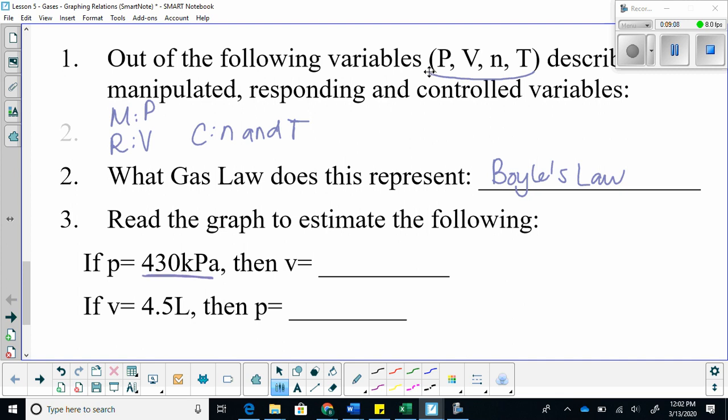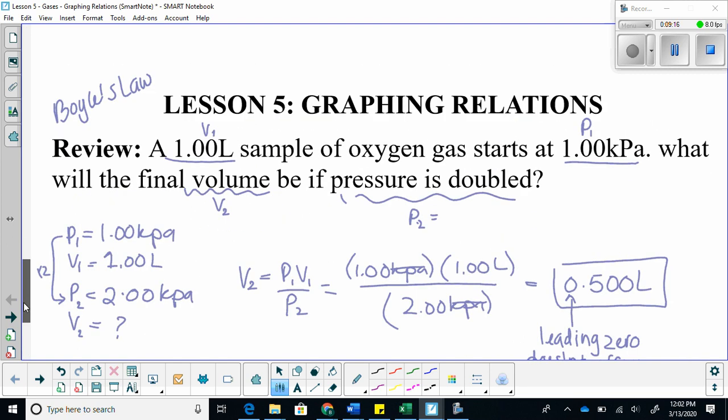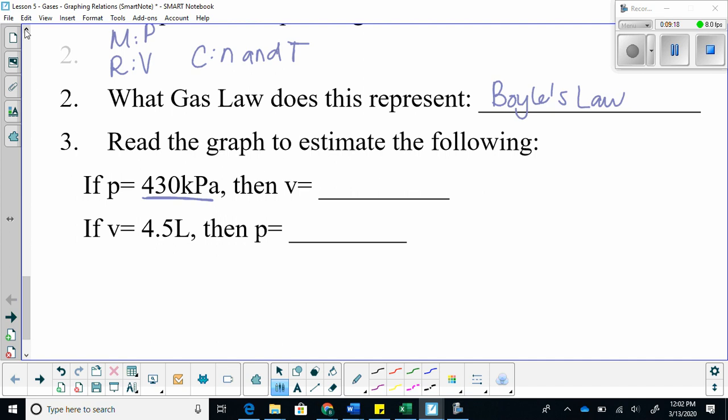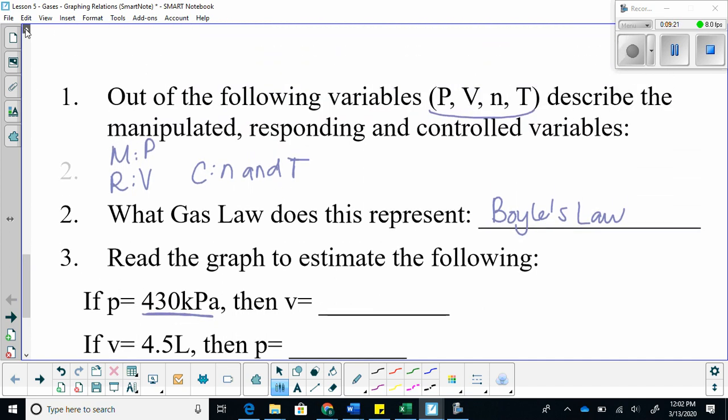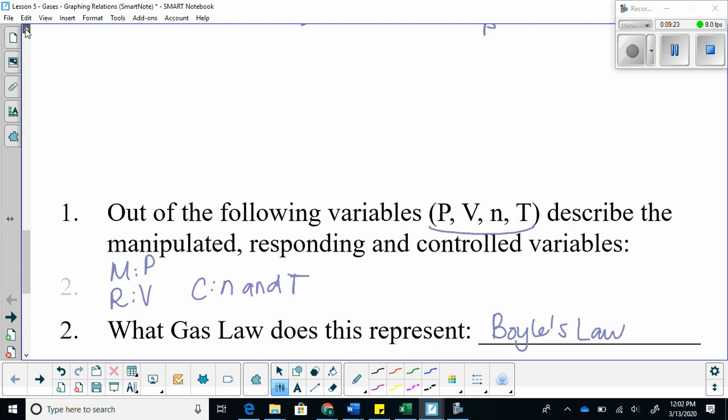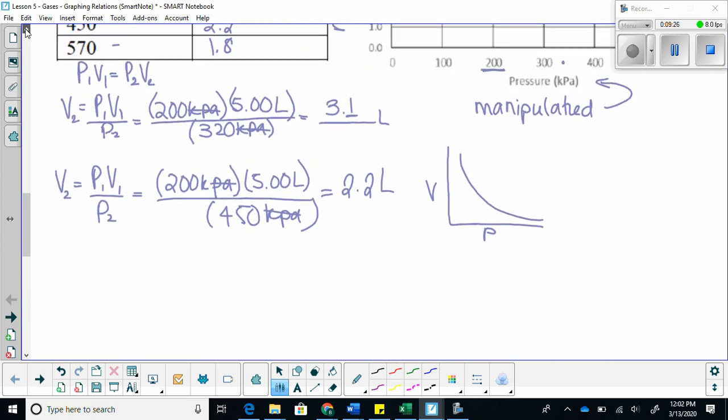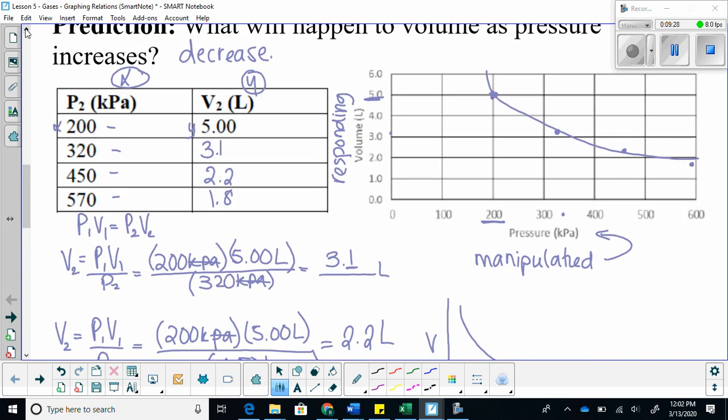Read the graph to estimate the following values. So at around 430, this is where you draw that nice line, that nice curve, on your graph. At 430, let's go back to our graph. Scroll up. Okay, there it is. It says at a pressure of 430, approximately, what is my volume? I would say about 430 is right there. So I'm going to read up and then read across. What would we say? About 2.5.